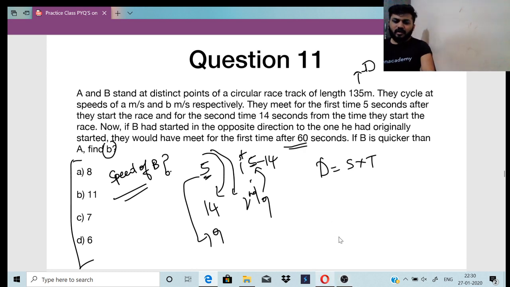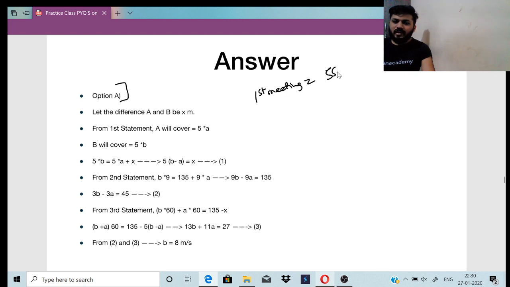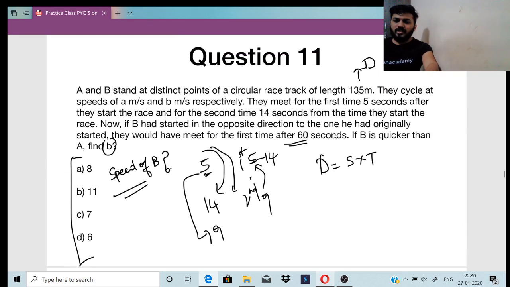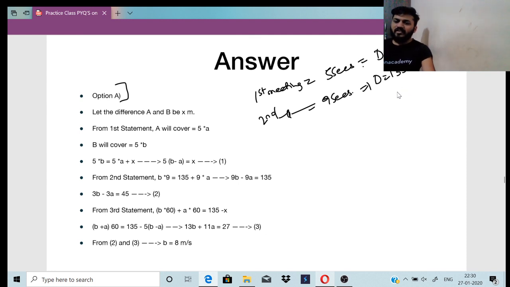Right? Okay, we will solve the question now. Option A is the answer. So when is the first meeting happening? It is happening at 5 seconds. The next meeting, the second meeting, is at 9 seconds, right? For the first meeting, I don't know the distance, so I will take it as d equals x. For the second, d equals 135 meters, right? What is the length of the circular track? 135. So d equals 135 meters.